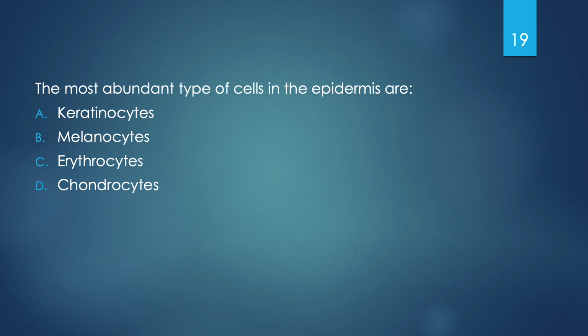B. melanocytes, well, we're getting warmer. There are melanocytes that are present in the epidermis, but they are not the most abundant type. Keratinocytes, cells that produce keratin, are the most abundant type of cell in the epidermis. So the answer is A.